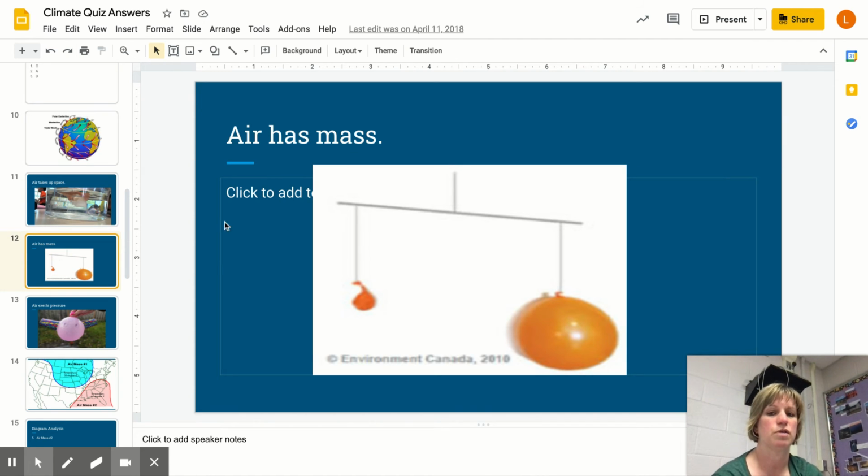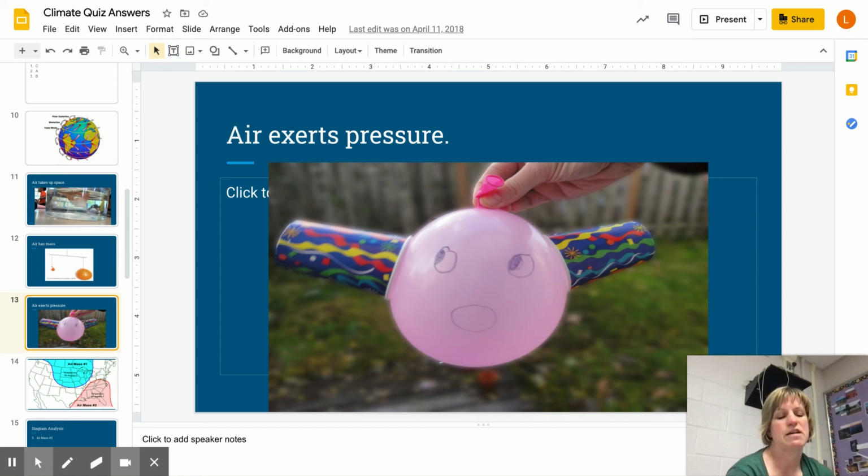Now, this is the one that showed air had mass. Remember, we had an inflated balloon and a deflated balloon, and this contraption acted like a balance. Air isn't nothing, it's something. And because air had mass, you could see it tilt down to that side. Now, my favorite is this one. Air exerts pressure. We know that there had to be high pressure here around the cups and lower pressure in the cups in order for the air to hold those cups on.